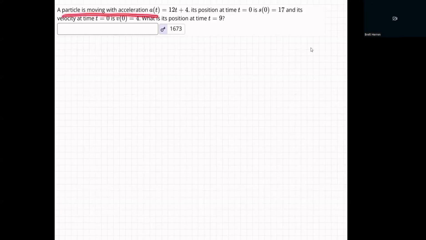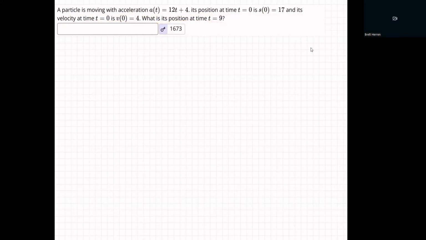A particle is moving with acceleration a of t, 12t plus 4. Its position at time t equals 0, s of 0, is 17, and its velocity at time t equals 0, v of 0, is 4. What is its position at time t equals 9?